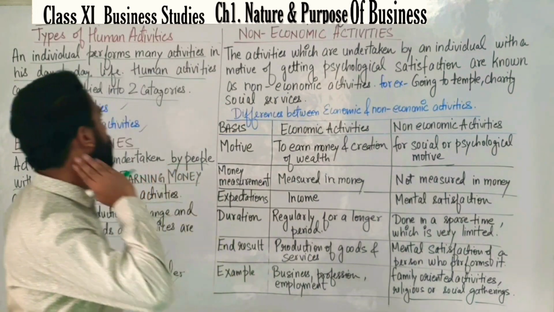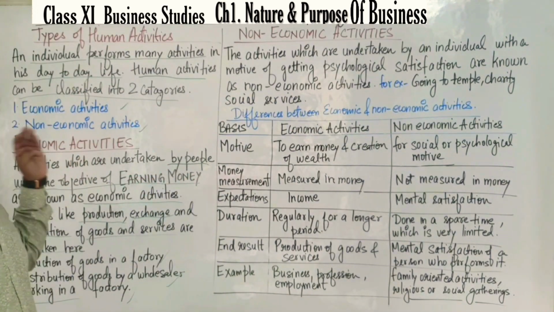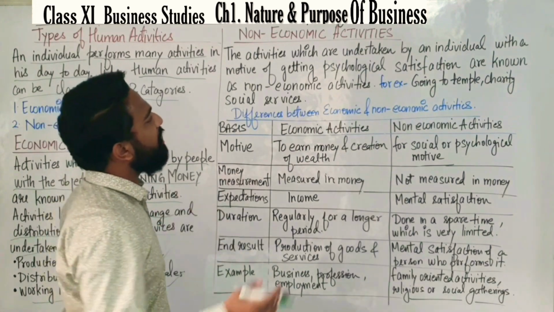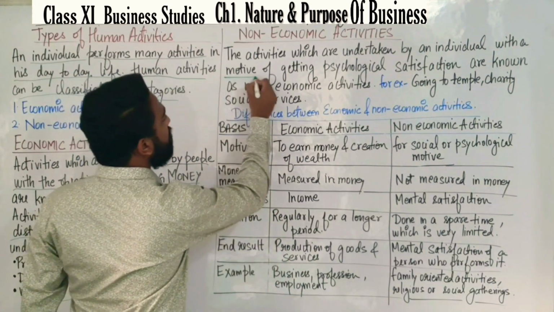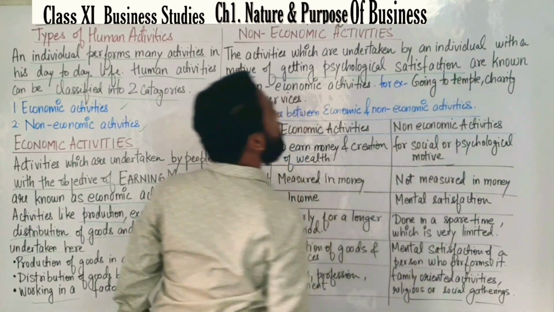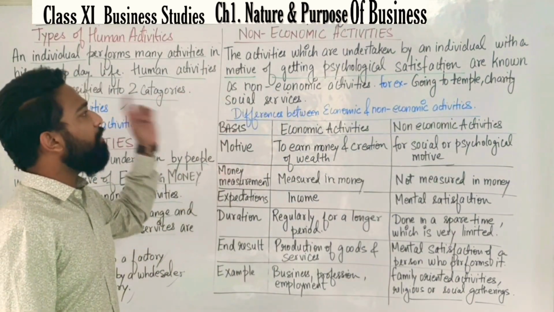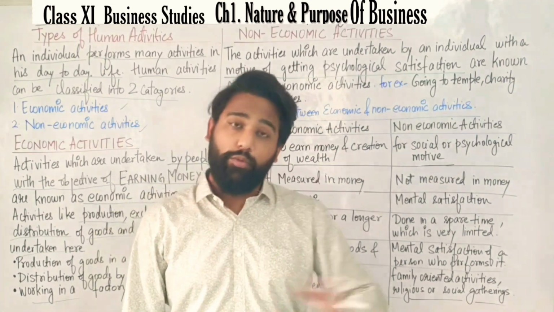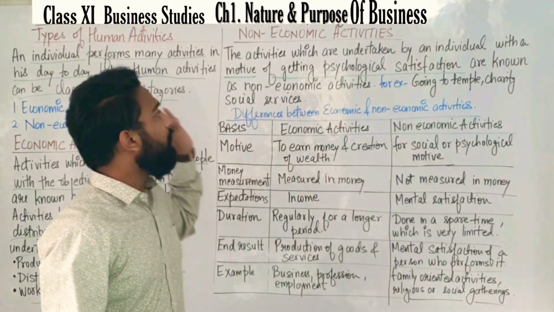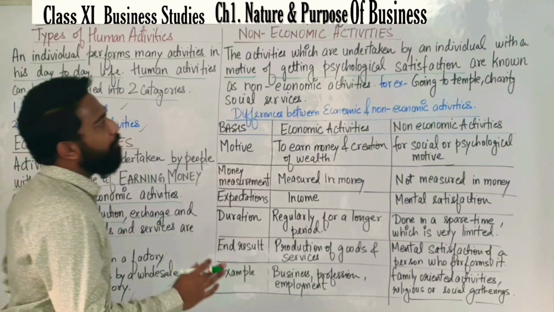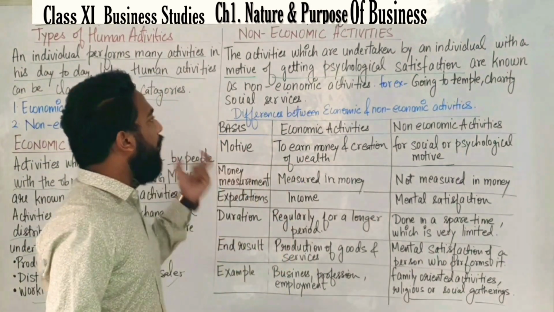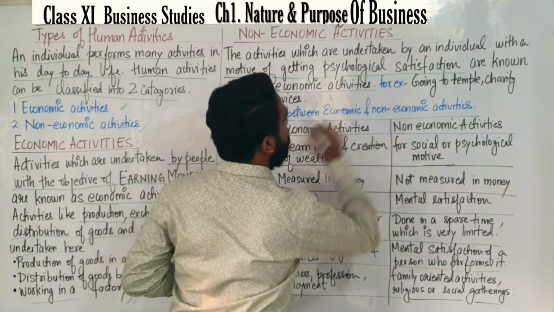Now, non-economic activities. The second type of category. Non-economic activities. The activities which are undertaken by an individual with a motive of getting psychological satisfaction. Here the individual is not working with the motive of earning money. No, not at all. He is simply working to get psychological satisfaction. These are known as non-economic activities.